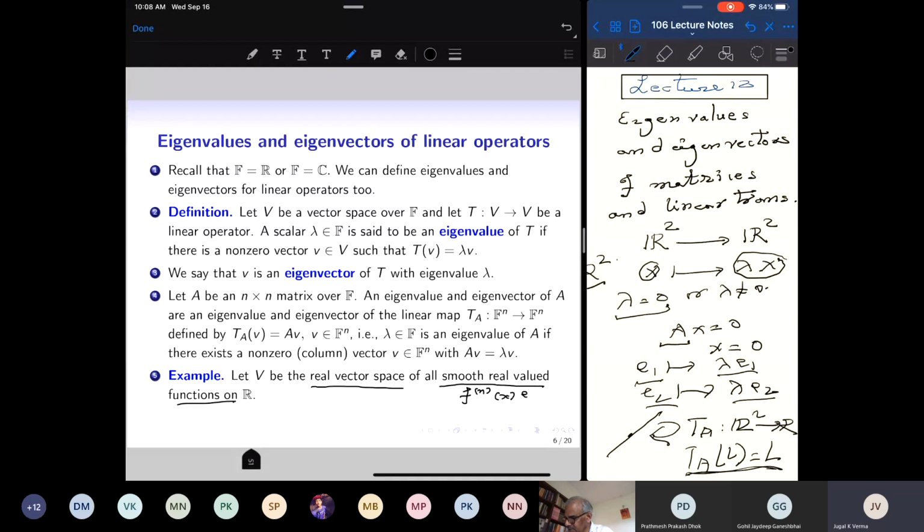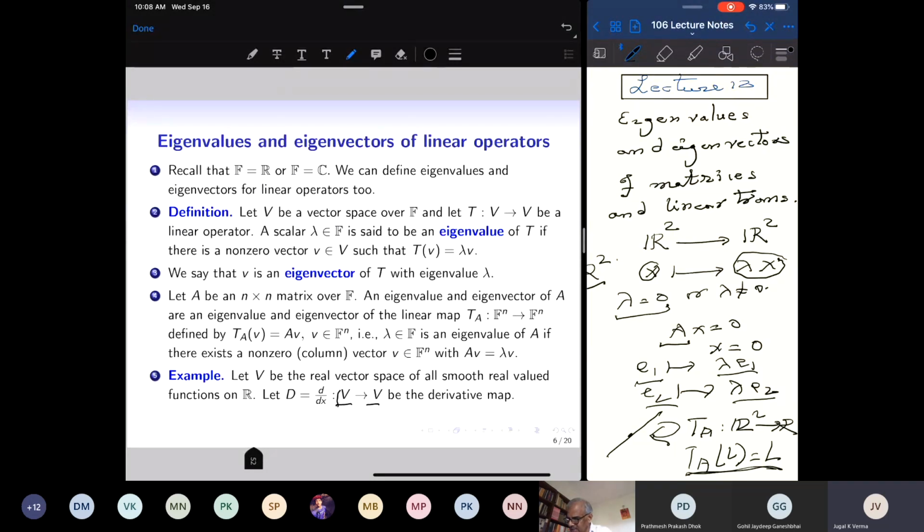All nth derivatives exist for all n, like the exponential function or the sine x function or the cosine x function. These are smooth functions. They have derivatives of every possible order. So look at the real vector space of smooth real valued functions. On this vector space, I apply the derivation d over dx. This is the usual derivative of a function, and the derivative of a smooth function is taken to a smooth function. Its derivative will also be a smooth function.